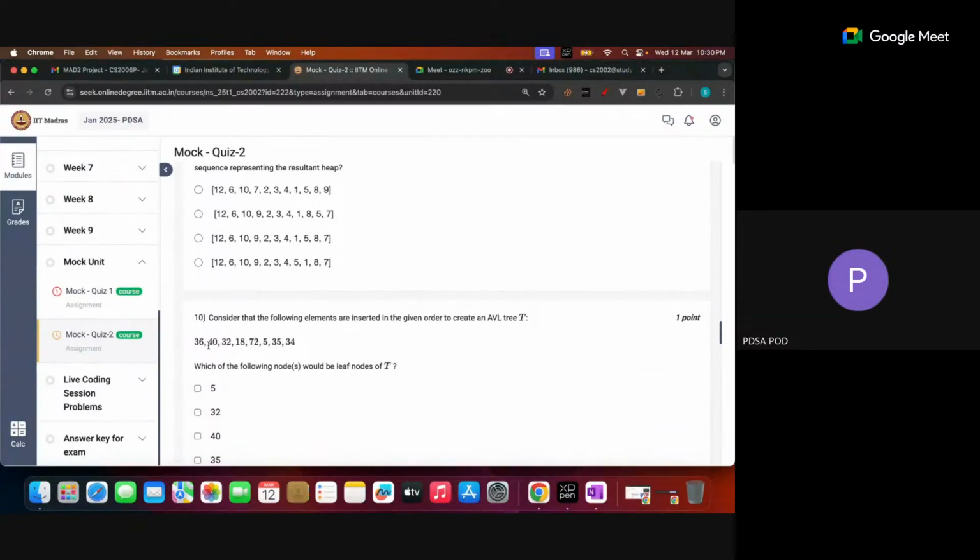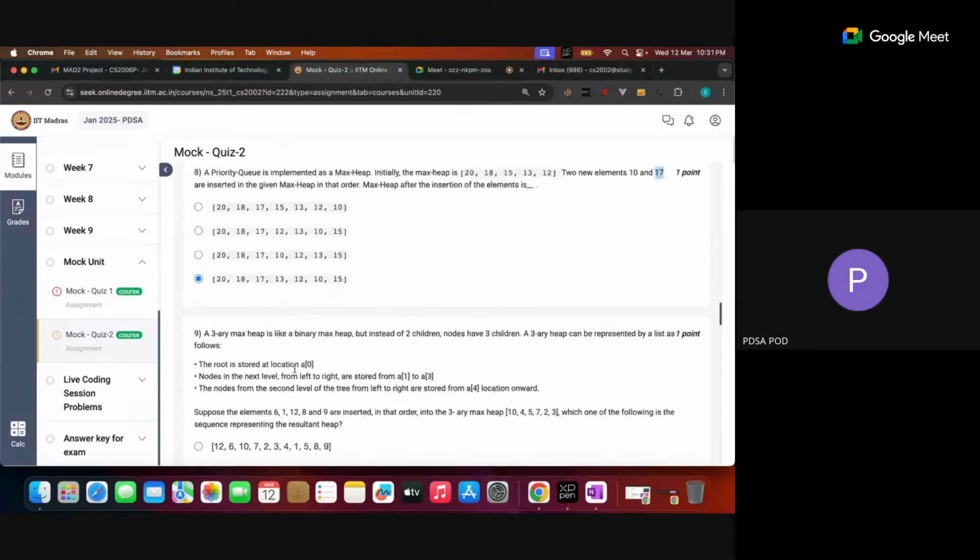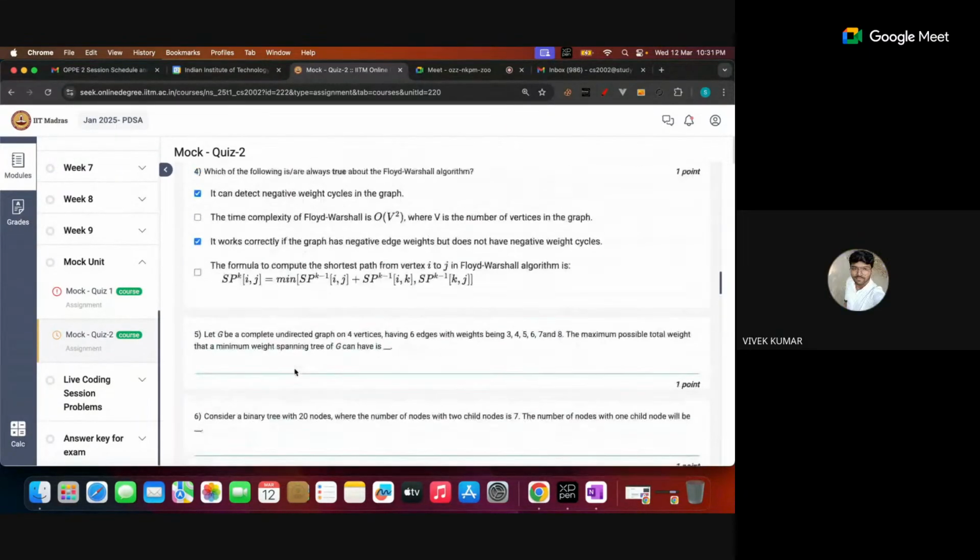The 7th and 8th weeks are AVL trees, and this is Huffman coding. All these we are discussing next Friday. But one more time I'm telling you, whatever questions we have discussed are at a more conceptual level and somewhat complex. But most of the time you get pretty straightforward questions like the 2 to the power of h minus 1 calculation.